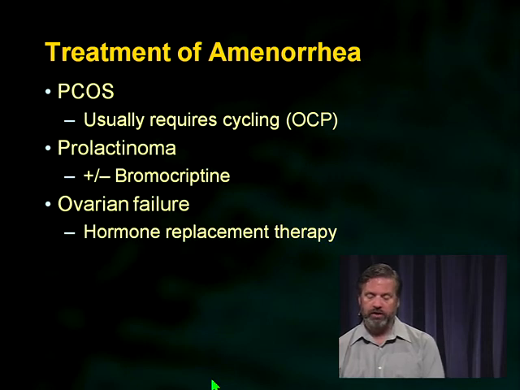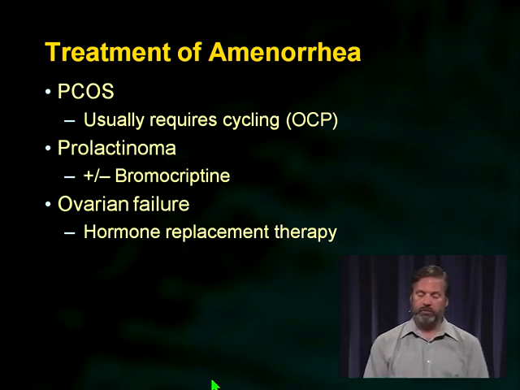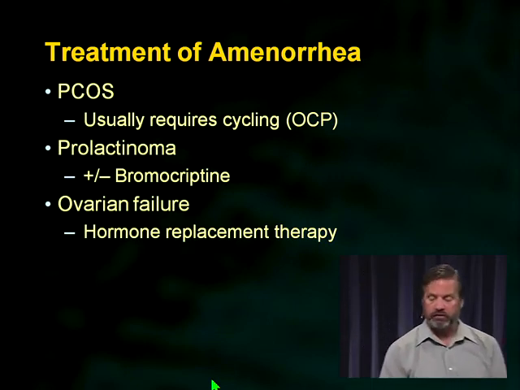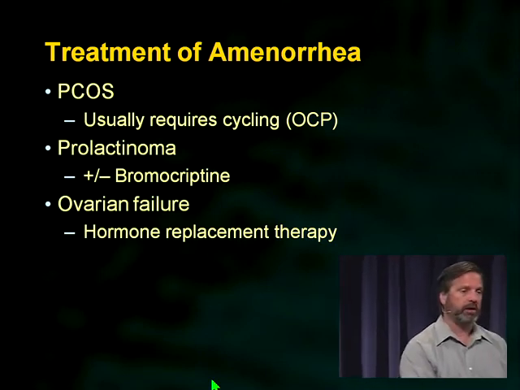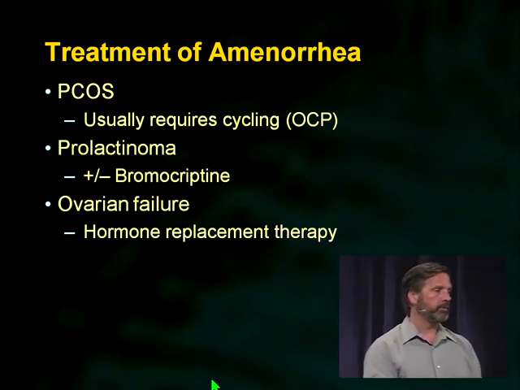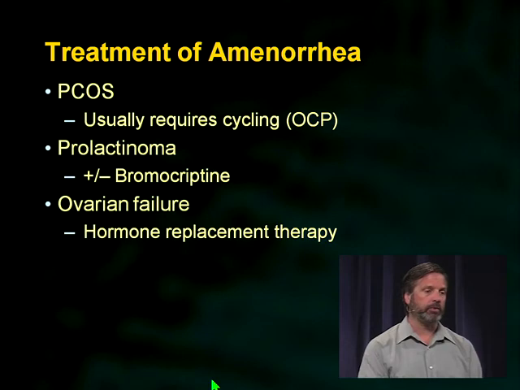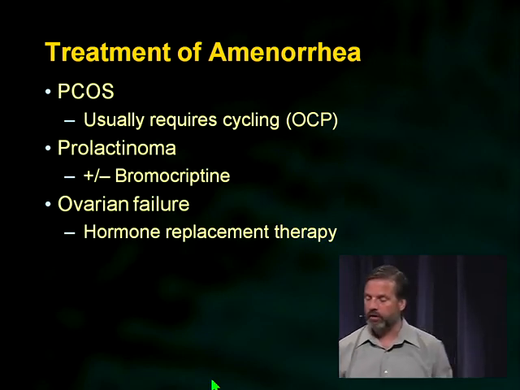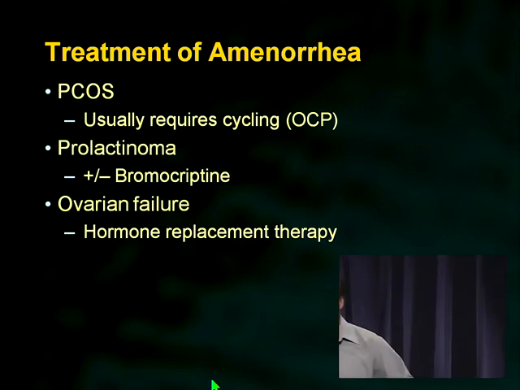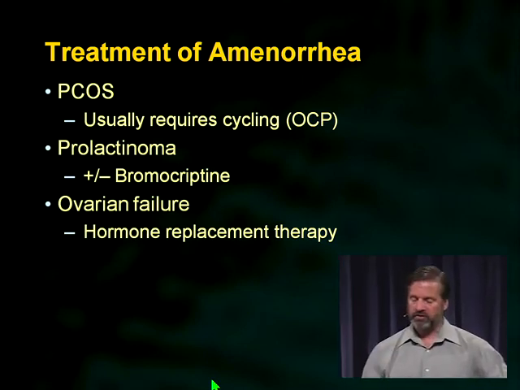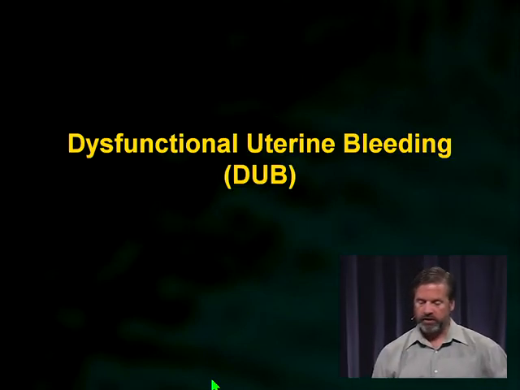And the treatment, there are a lot of different treatments depending upon the cause. For PCOS, the polycystic ovarian syndrome, one of the best things to do is just to get them on the pill so that they can start cycling. And that's a very simple and pretty effective way to treat. Others are pretty specific to the cause of the amenorrhea.